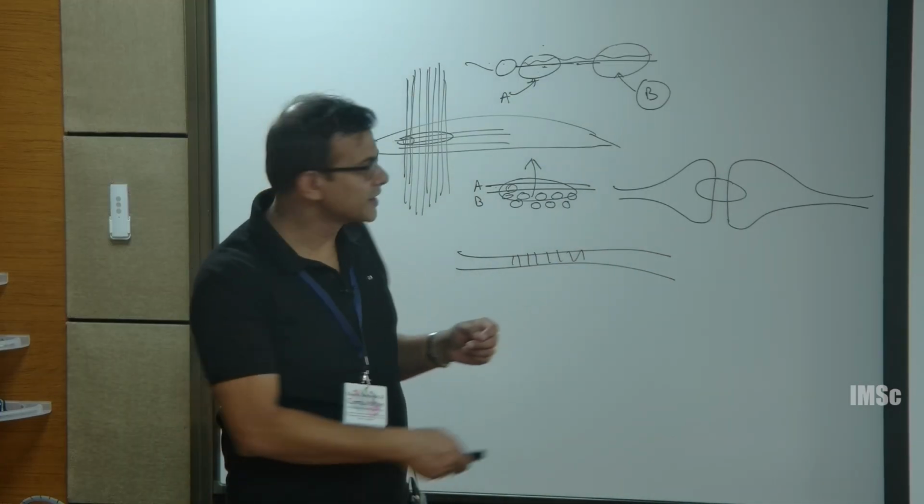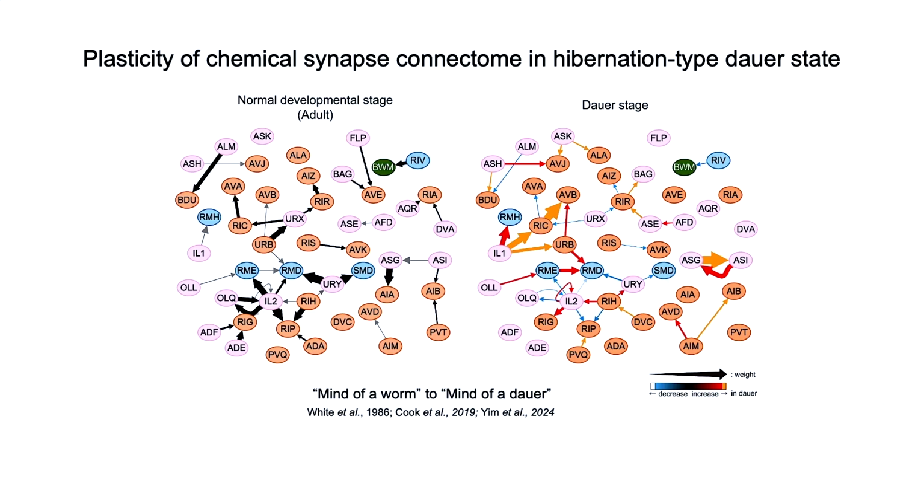Yes, I was just getting to it. So people have done that. Again, the gap junction information, the electrical synapse information, is not there. The chemical synapse information is there. So what is the main theme that came out?